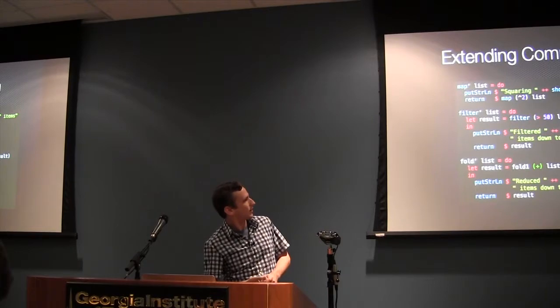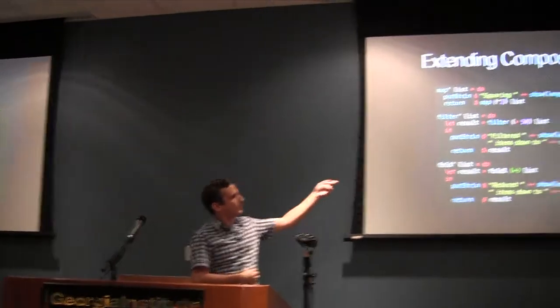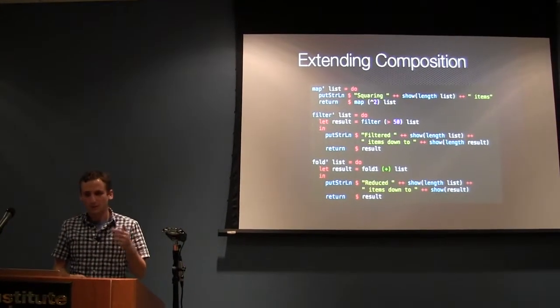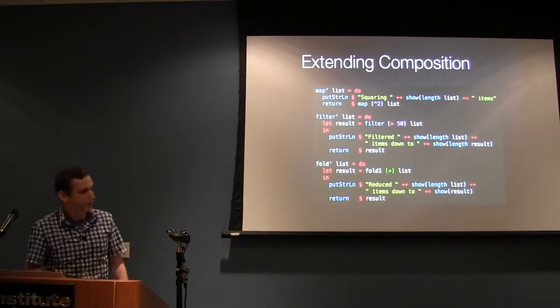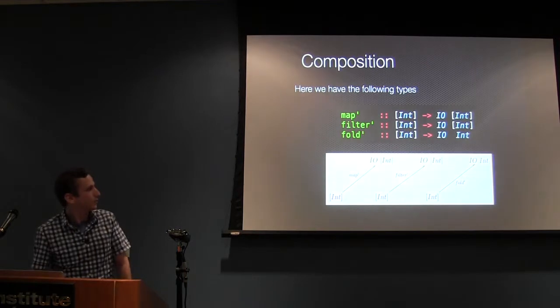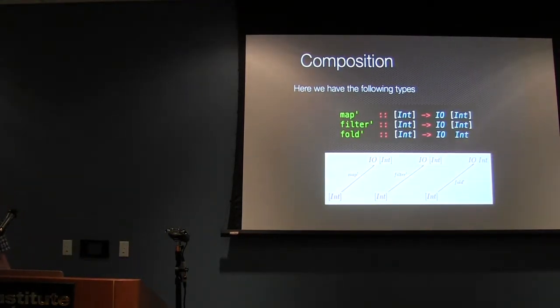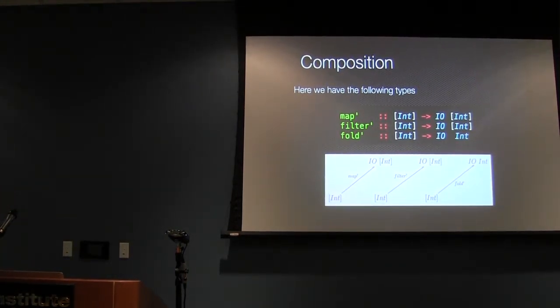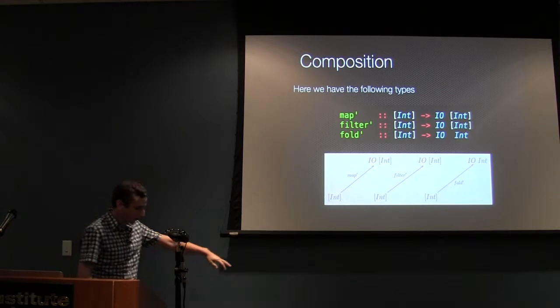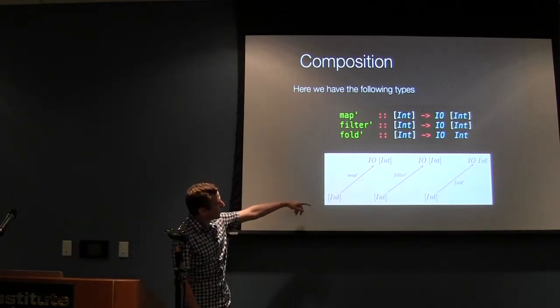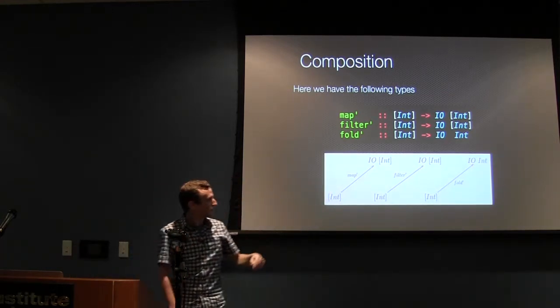Haskell's pretty restrictive here in that the fact that these things are printing things out to the screen means that they aren't just returning an integer, they're returning an integer and printing things out to the screen. And so that has to be reflected in the types. So my functions are not just returning a list of integers, they're returning an I/O action and a list of integers. So kind of the picture I have here, I've got these values, but when they come out, they're wrapped up in this extra context.